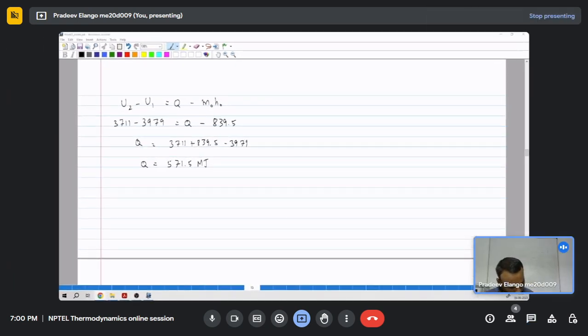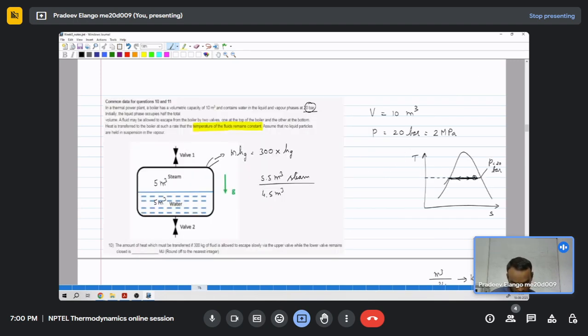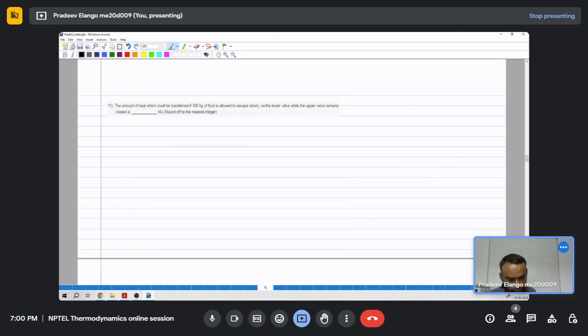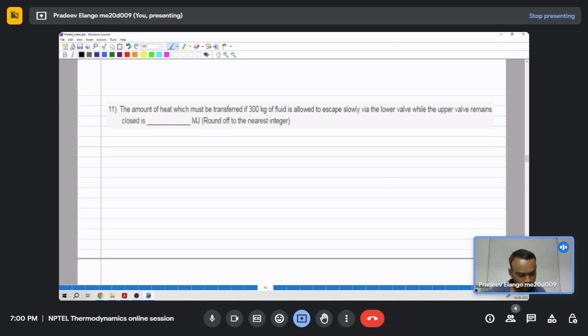So similarly, this is the heat that is added to maintain while we take out from the upper valve. And similarly, the next problem is what if we take it from the lower valve, that is, we take only water out of the system. So the amount of heat which must be transferred if 300 kg of fluid is allowed to escape slowly via the lower valve while the upper valve remains closed.